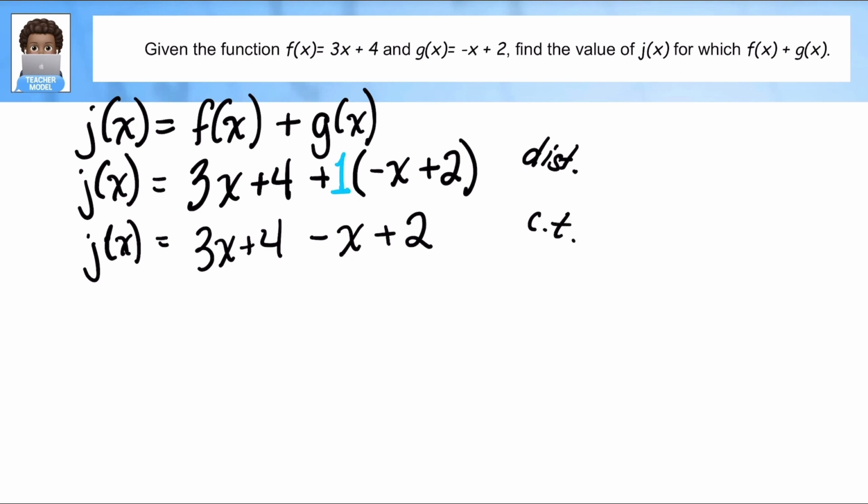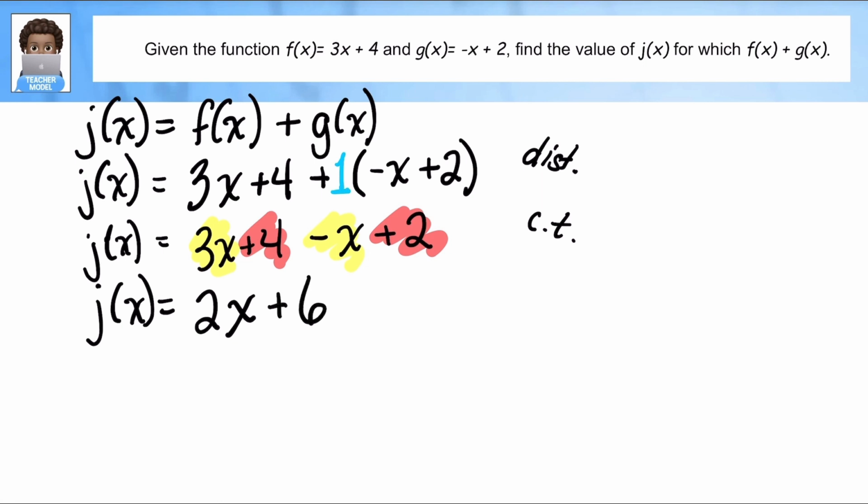That's it. So what do you see? I like using my highlighter. Here are my x's. Let me use red. Here are my constants. Okay? You can now do this in your head. 3x's minus 1x is 2x. 4 plus 2 is 6. And I can't simplify any more than that, so j of x is equal to 2x plus 6. Hit pause and jot this down into your notes.